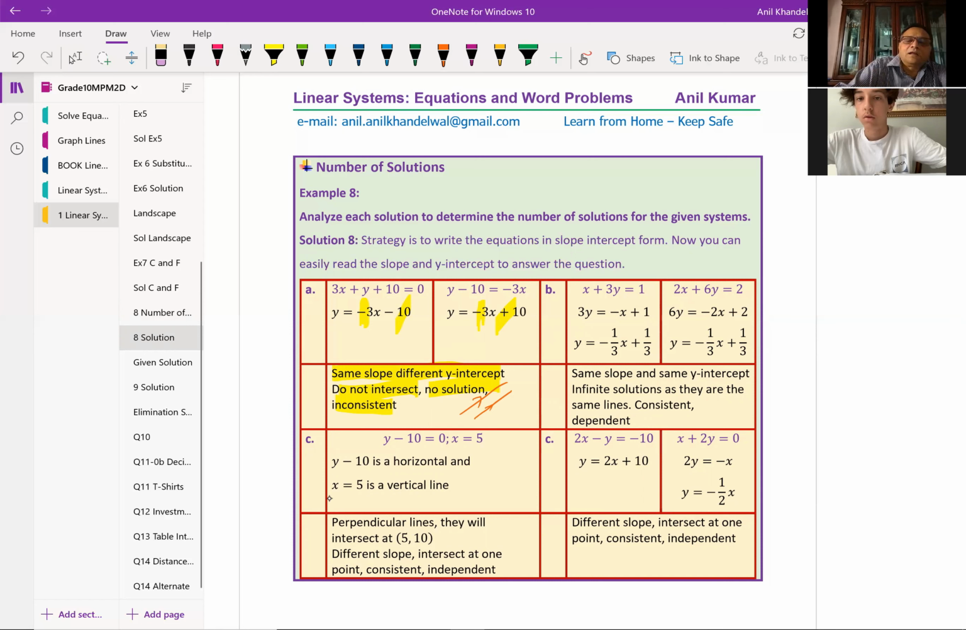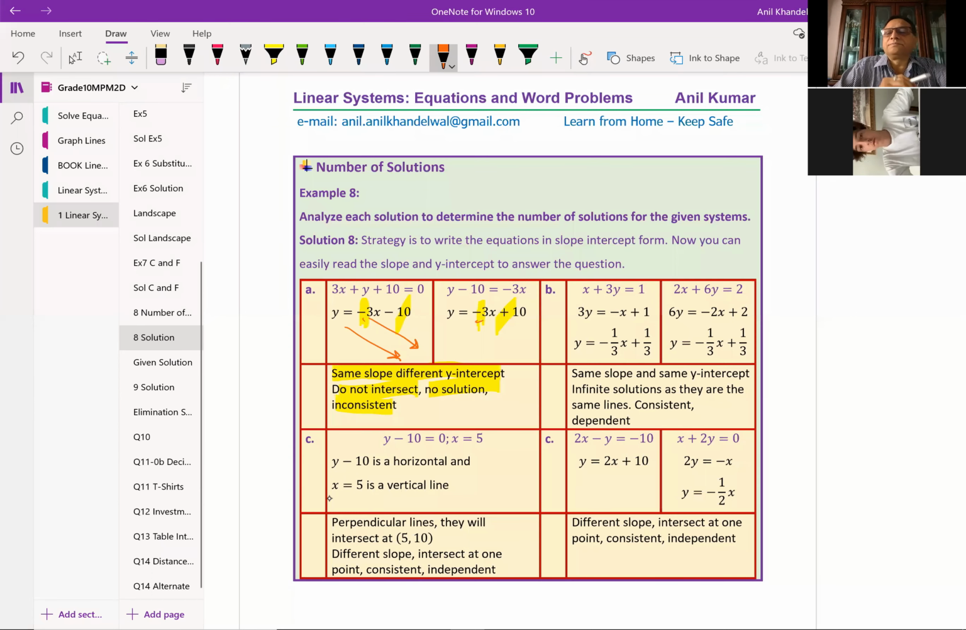You're cutting out. Pardon? So minus means going downwards, right? So I could draw like this. Parallel lines, they will never intersect. Does it make sense to you? Same slope, minus 3 means coming downwards, right? With the same slope, y-intercept is different.